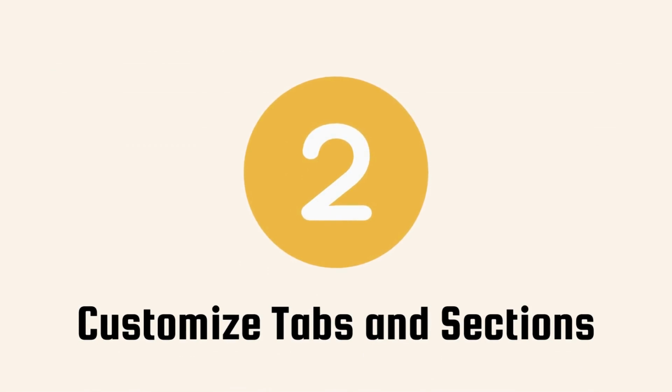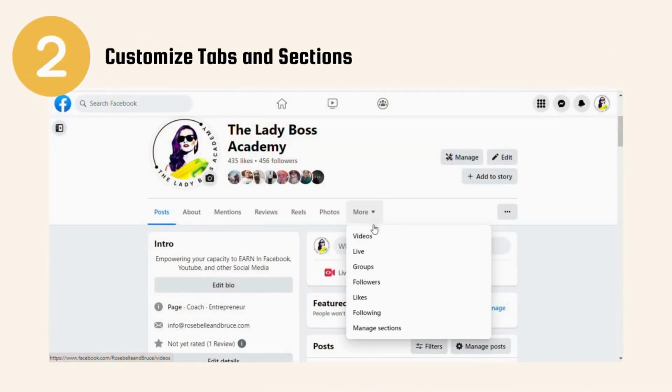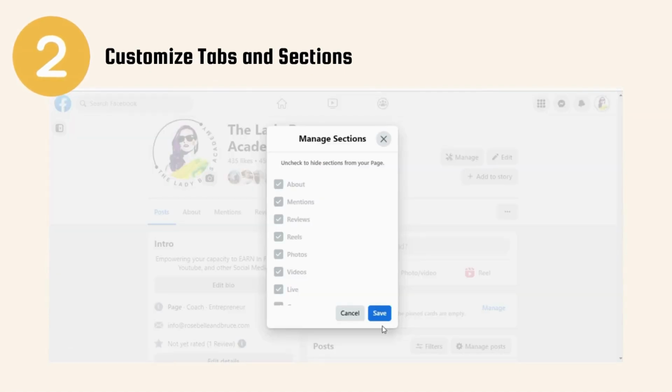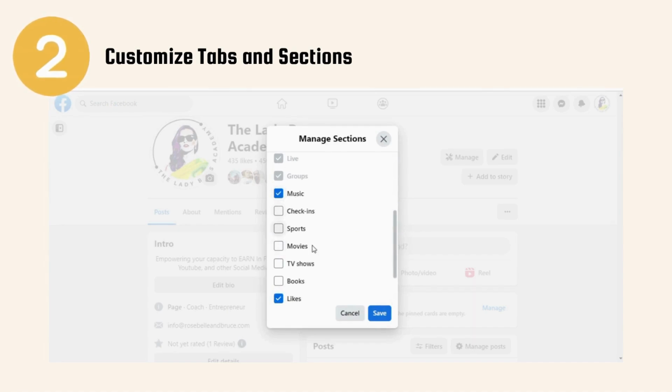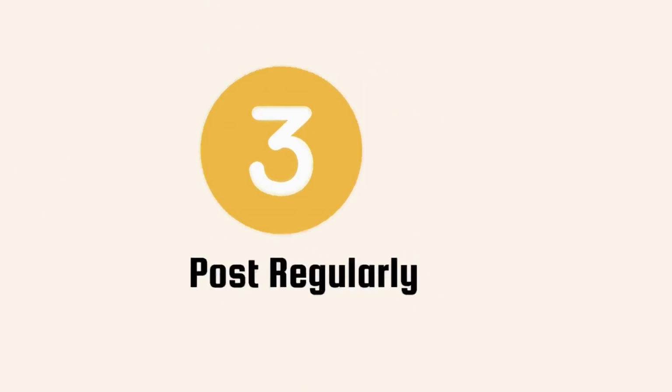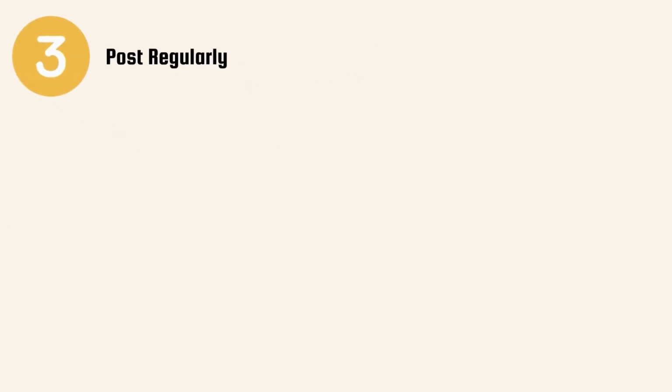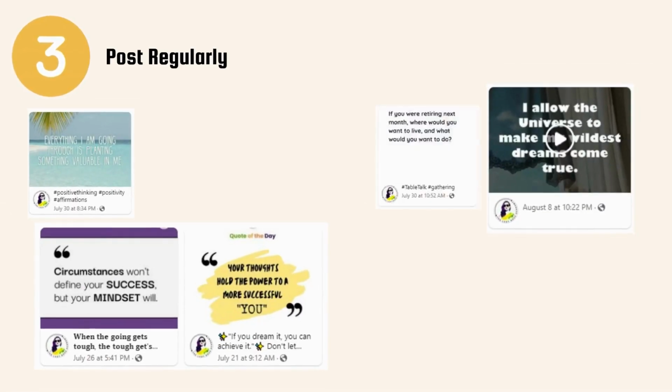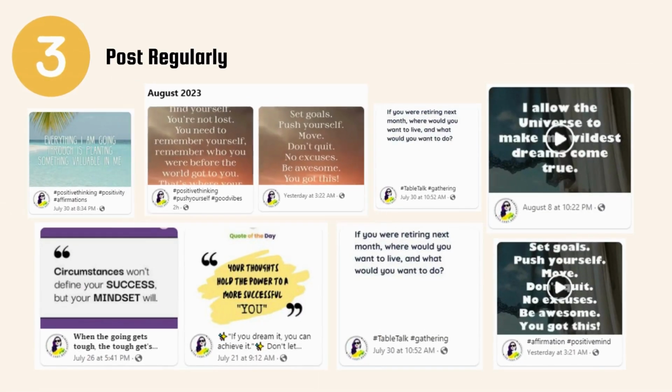2. Customize tabs and sections. Next is to rearrange or customize the order of the tabs on your page, such as videos, photos, shop, and more. This helps highlight the most important content. 3. Post regularly. And finally, one of the most important factors for a successful page is to consistently share engaging content related to your page's theme. You might also want to try incorporating a variety of media, such as text, images, videos, and links.